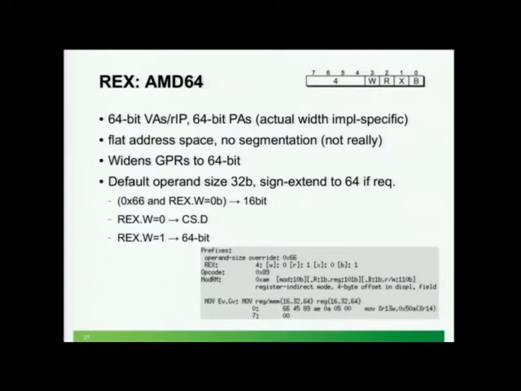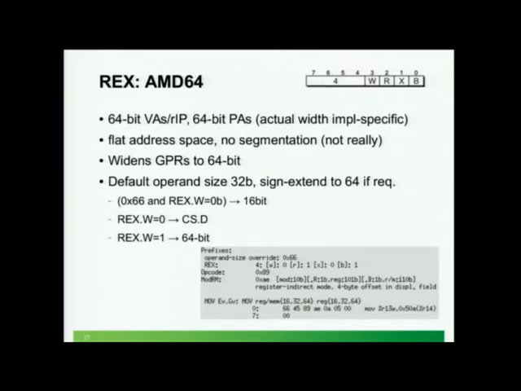Right, and REX enabled 64-bit virtual addresses in RIP and 64-bit physical addresses, although the actual width depends on the implementation of the processor, depending on how much physical memory you address. You have flat address space, no segmentation, and the GPRs are widened to 64-bit. The default operand size is 32-bit, so when you don't override that, you get 32-bit operands on AMD64, and they get sign extended to 64-bit if required.